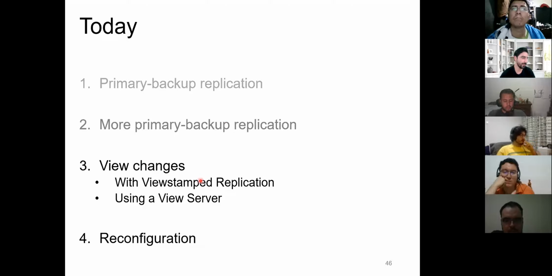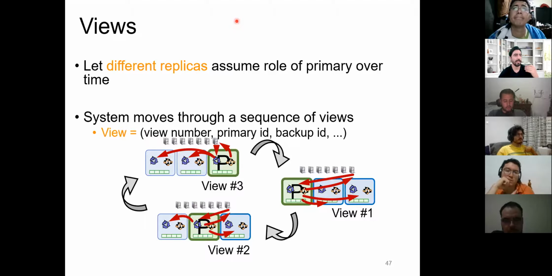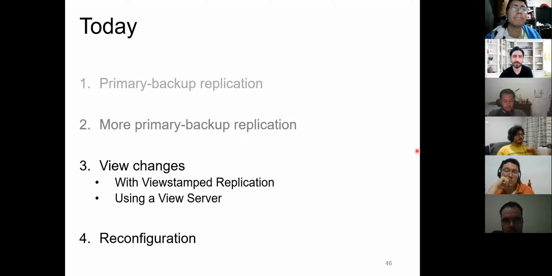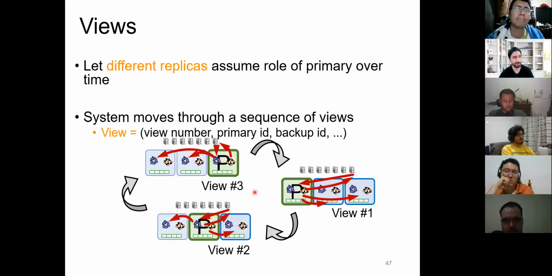For that reason, we can use two different approaches: viewstamped replication and view servers, and we're going to discuss them. So let's define what a view is. In viewstamped replication, we let different replicas assume the role of primary over time, and the system can move through a sequence of views. In view number 1, this system is primary and the others are backups. In view 2, this one is the primary, and in view 3, this one is the primary and the others are backups. We let different replicas take the primary role, and we call each of them a view. Is that clear?